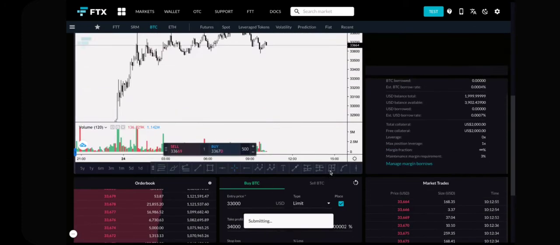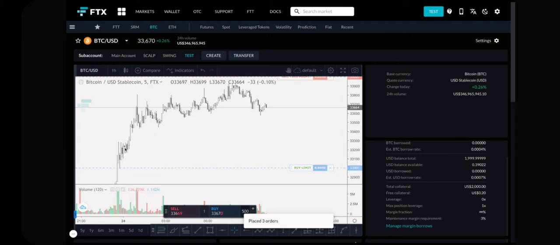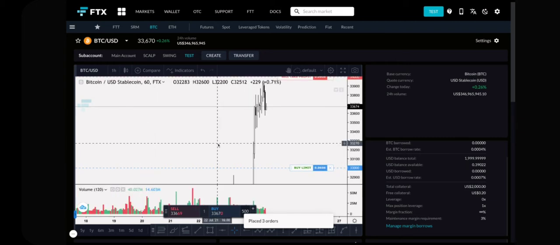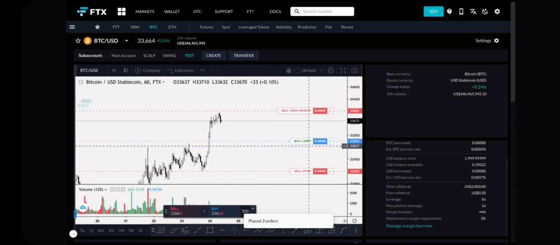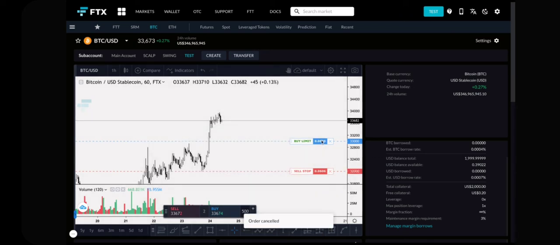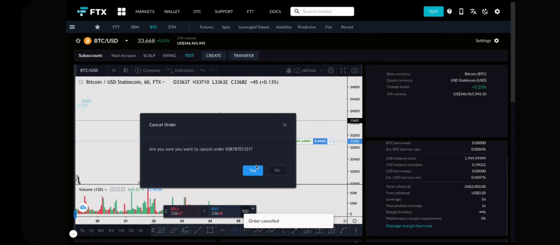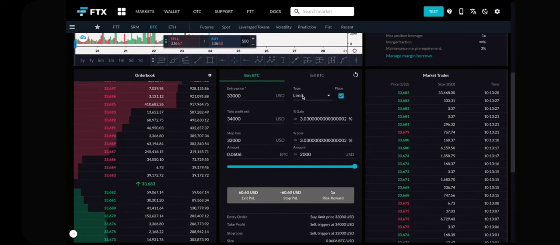It'll put it on the books like this. And I'll just zoom out a bit so we can see. All right, so that's what it's going to do there. It will get placed, and if price reaches that, it's going to buy your Bitcoin, and then it'll take the profit here if it goes up. And if it drops all the way down there, it's going to sell it and stop you out. Okay, so you just close those. So that's the basics of how to buy and sell, and what the order differences are.